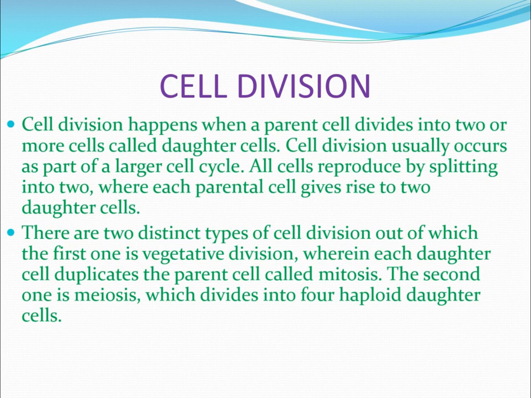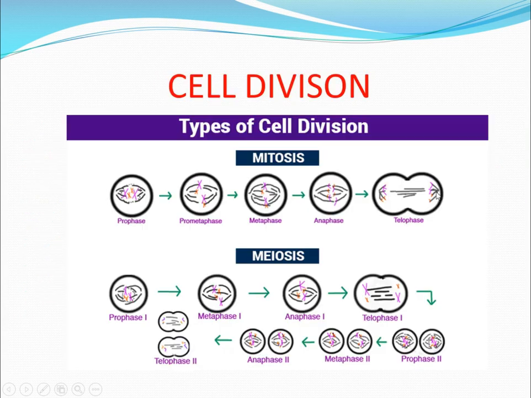Now, there are two distinctive types of cell division. One is vegetative division, in which the daughter cell simply duplicates the parent cell. Means the parent cell is divided into two, and these cells simply duplicate, and this process is known as mitosis. The second one is meiosis, in which the parent cell is divided into four haploid daughter cells, and they are not simply duplicating the parent cell. So next, let's move to the next slide.